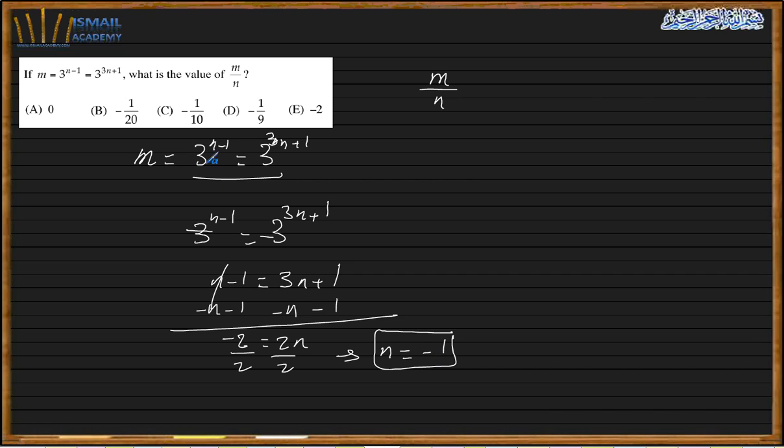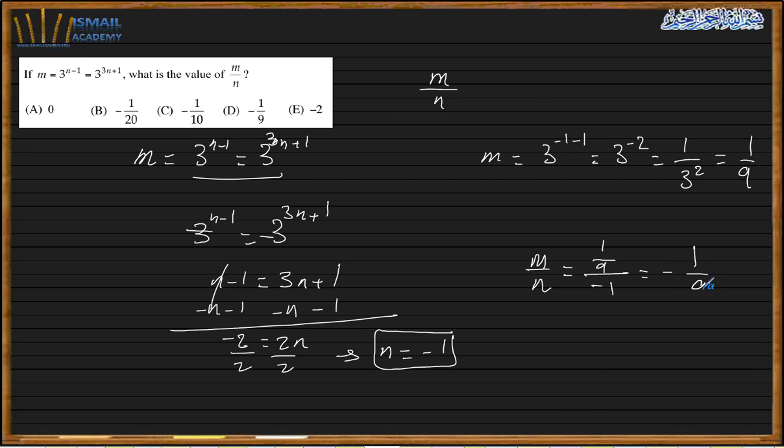So I substitute n here. So I got m equal 3 to the minus 1, which is going to be 3 to the minus 2, which is 1 over 3 squared, which is 1 over 9. So now m over n is 1 over 9 over minus 1, which is just minus 1 over 9. D is my choice.